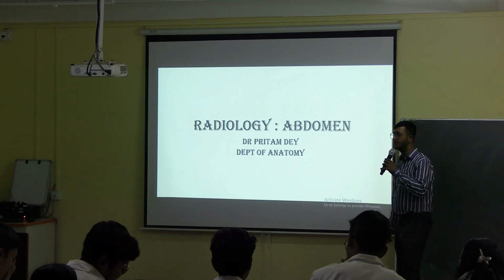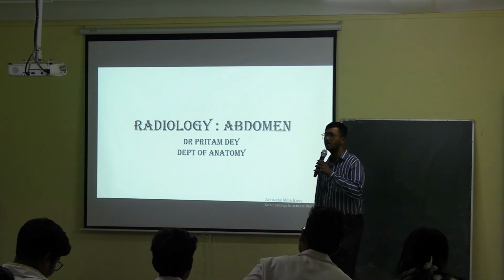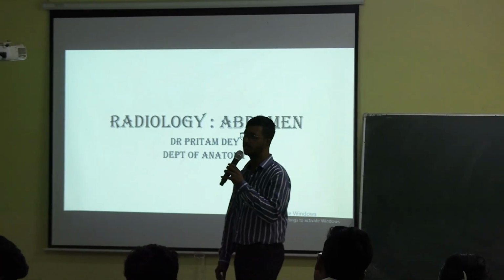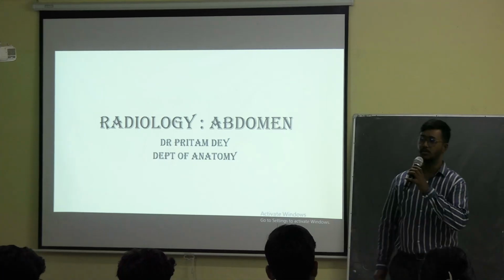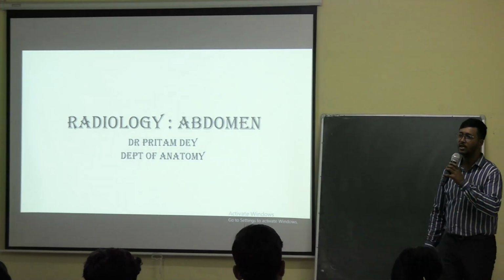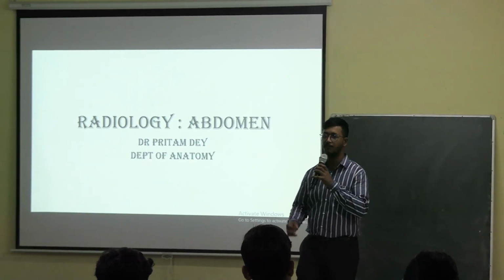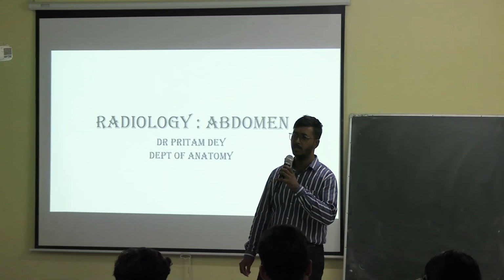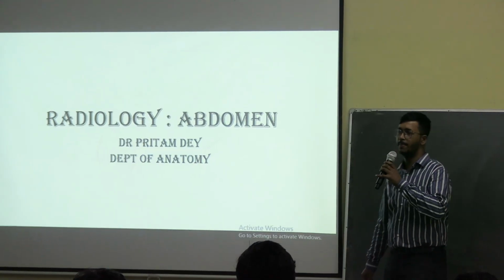Radiology of abdomen. Okay. So in radiology of abdomen, we have studied the radiology of upper limb. In those cases, usually we used to take the picture of bones, right? So in case of upper limb, we study the radiology of various pathologies of bones, right? So in bones, what happens? It usually obstructs the X-ray.